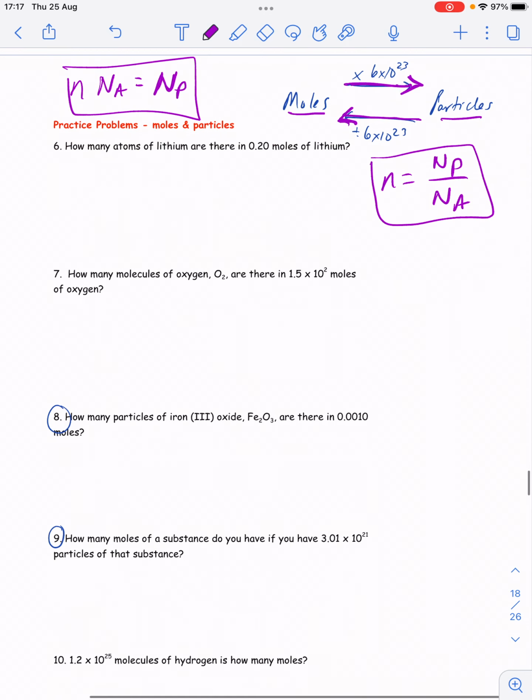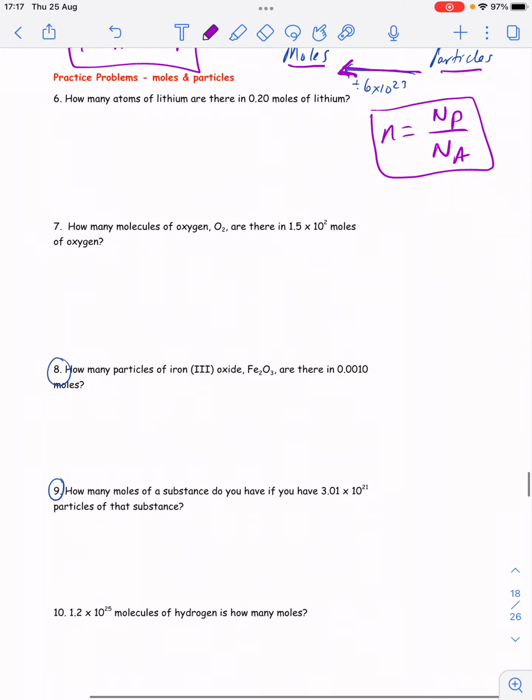Let's try 8 and 9. How many particles of iron(III) oxide? Notice it just used a generic term, particles, so we don't have to worry about what kind of particle this is.